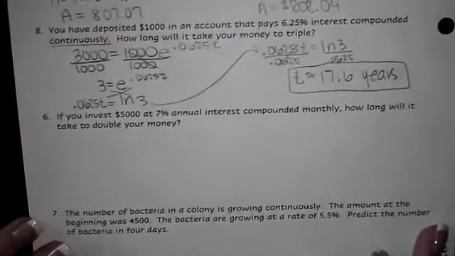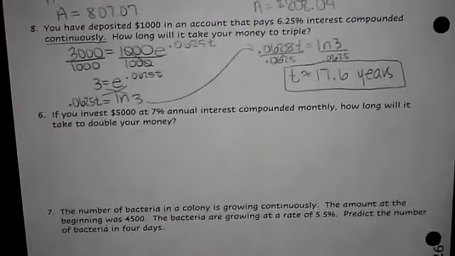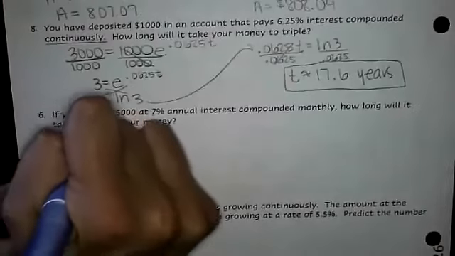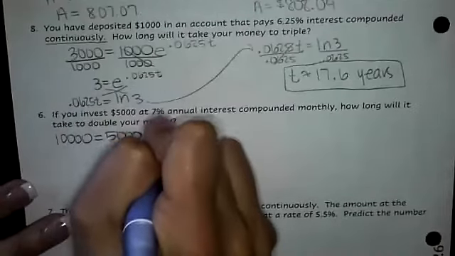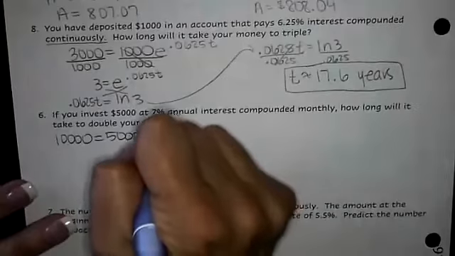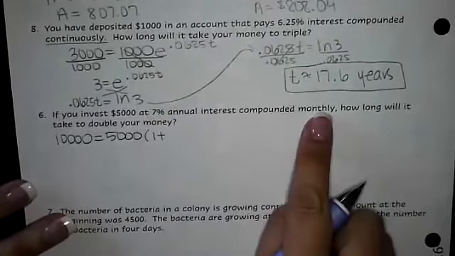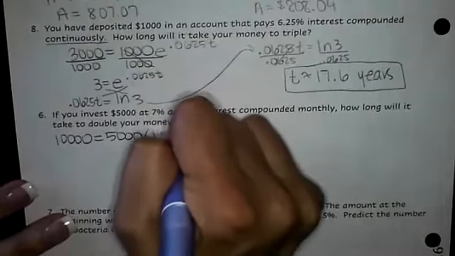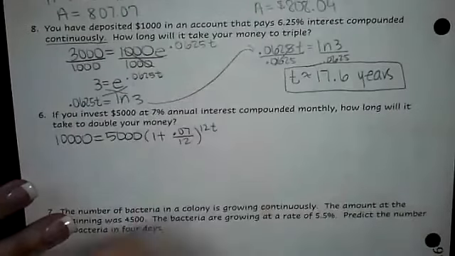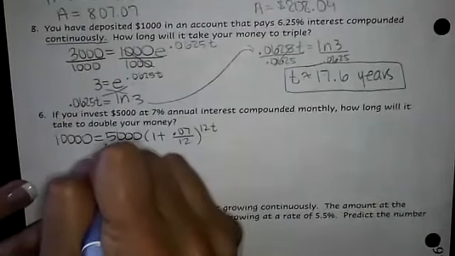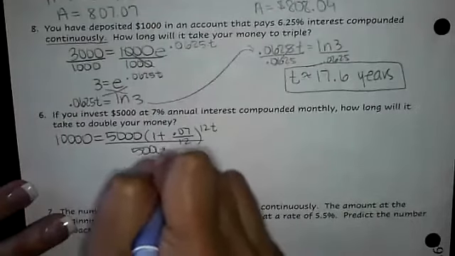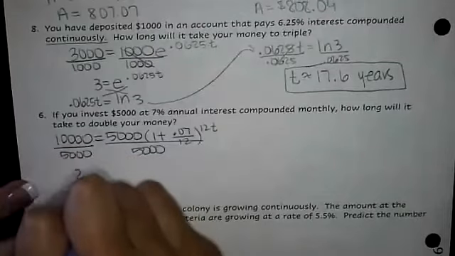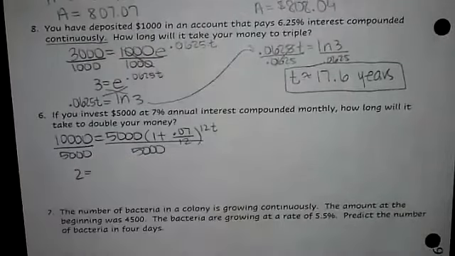All right, we've got a couple more to set up and solve here. It says if you invest $5,000 at 7% annual interest compounded monthly, how long will it take to double your money? So double 5,000 is 10,000. We want compounded monthly, so we're going to use the one that's 1 plus 0.07 over 12 and 12 to the t power. My first step is to divide by 5,000. And so we get 2 is equal to, and you can go ahead and simplify that inside part.